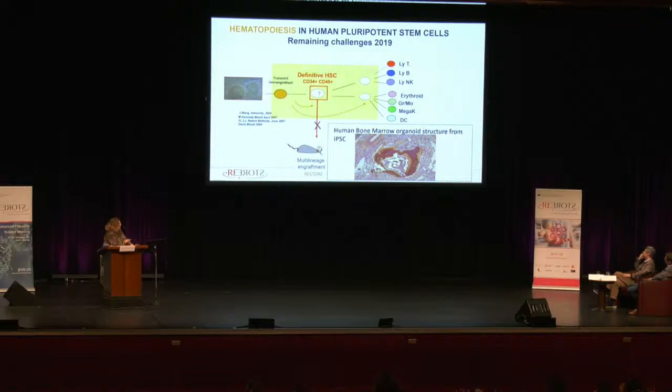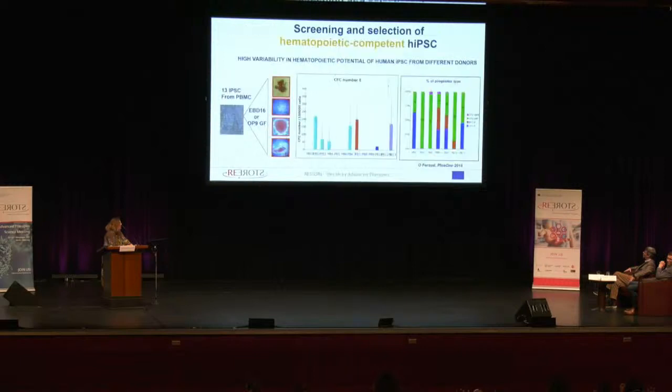The second challenge is to identify very early progenitors, common lymphoid progenitors able to enter the thymus and give rise to T cells. And the last one: can we mimic thymopoiesis in vitro in order to induce negative and positive selection of these thymocytes?